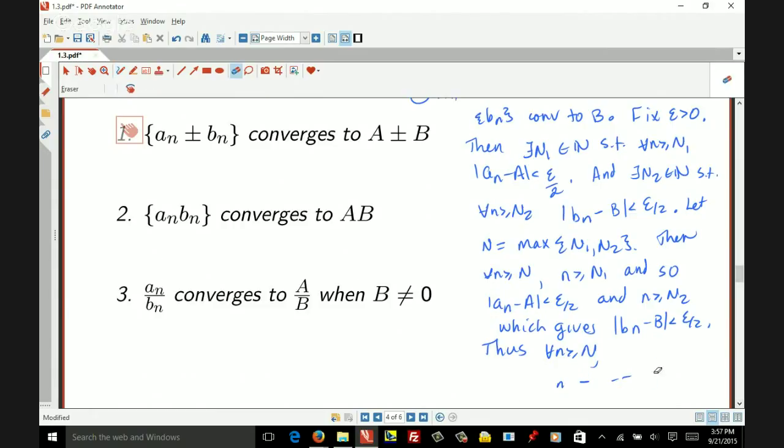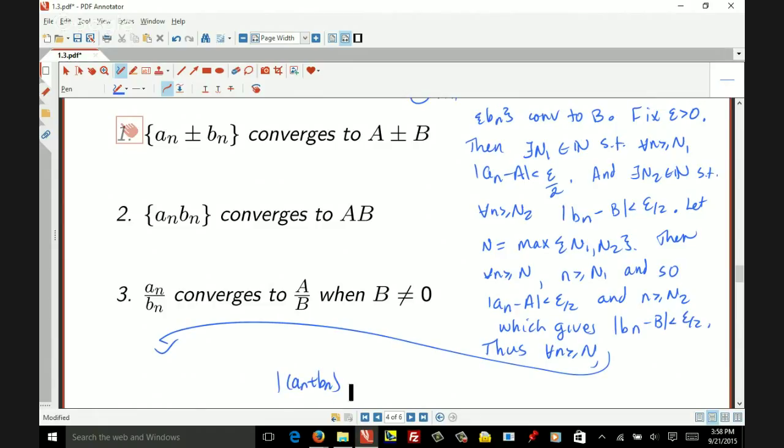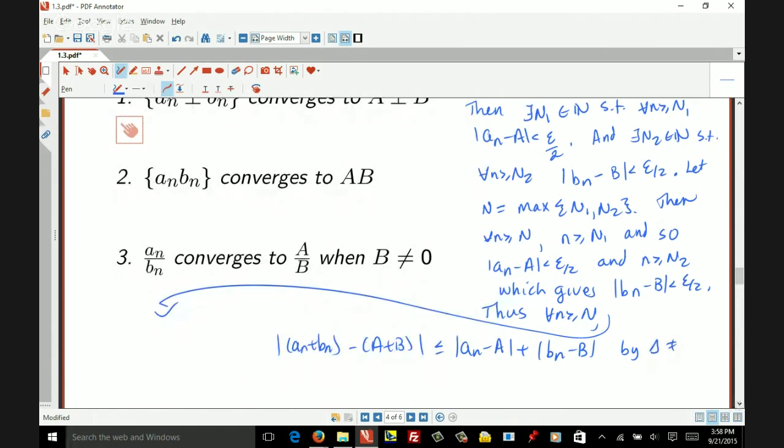I'm actually going to bring this over here now. I have my full page now. So we're going to have |(an + bn) - (a + b)| is less than or equal to |an - a| + |bn - b| by the triangle inequality. But what is |an - a| less than? Epsilon over 2, and epsilon over 2. So that's epsilon. Thus, an + bn converges to a + b. I think we did a similar thing last week, yep, for Cauchy.